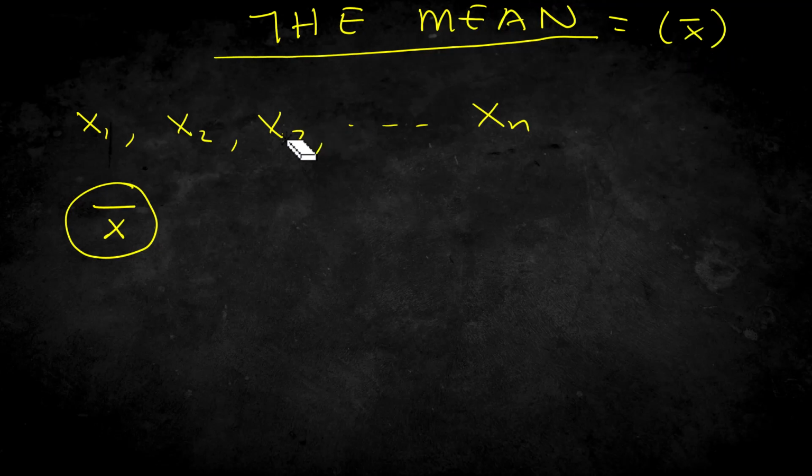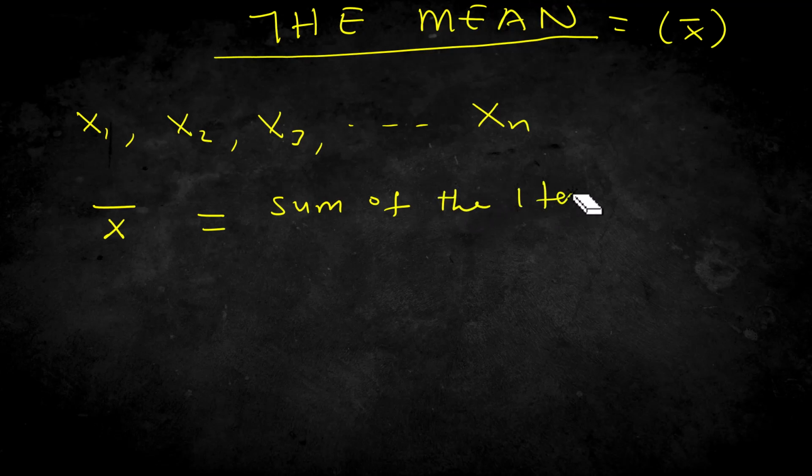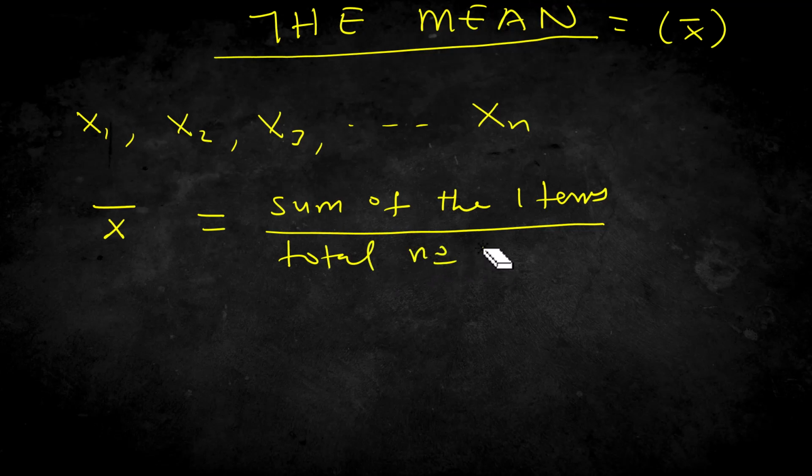So when you're given a set of numbers like this and you're asked to find the mean, it is simply the sum of the items over the total number of the items.